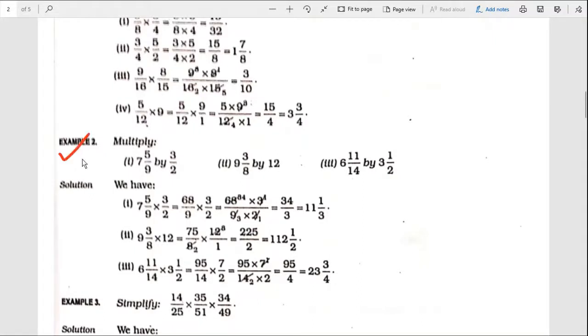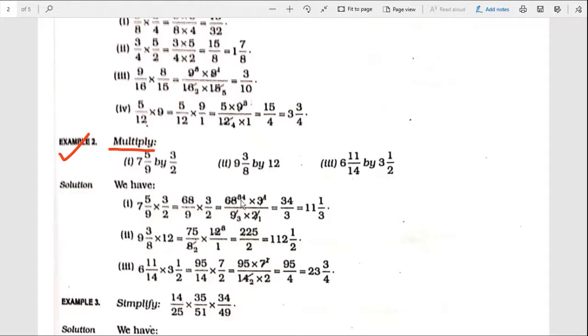Example number 2, multiply. Here we have to multiply 7 whole 5 by 9 by 3 by 2. The mixed fraction will change into an improper fraction. 7 nines are 63 plus 5 is 68, 68 by 9 into 3 by 2. So 3 threes are 9, and 2 twos are 4.